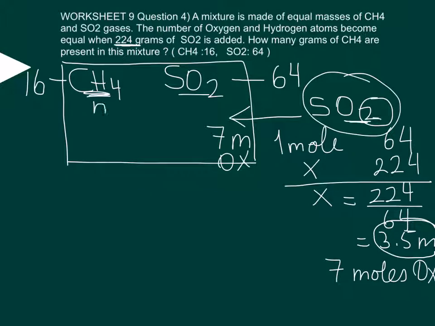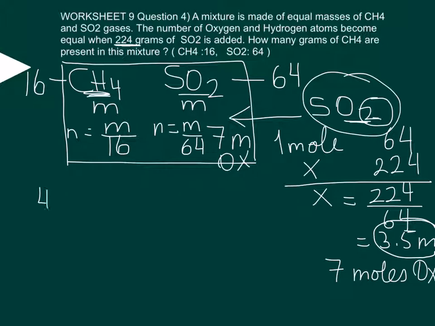Because the masses of methane and sulfur dioxide are equal, we can call them M and M. We know that the number of moles of methane is equal to the mass of methane over the molar mass of methane, which is 16. Also, the moles of sulfur dioxide is equal to M over 64, because the molar mass of sulfur dioxide is 64.